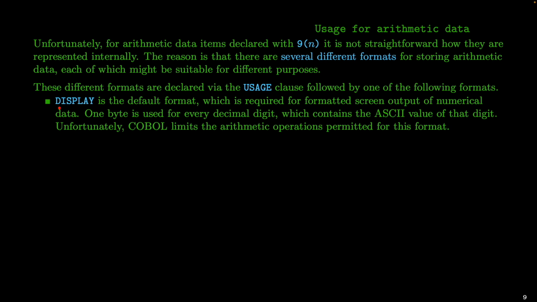Now we have the following. Usage display is the default format. So this is the format you want to choose if you want to print numbers on the screen. Here you have 1 byte used for every decimal digit, and the digit will just contain the ASCII value of that digit. So it's a bit of a waste of memory because your digits only range from 0 to 9. And the unfortunate thing is, in this display usage, COBOL will not allow you to perform all the arithmetic operations that you could have for numbers.